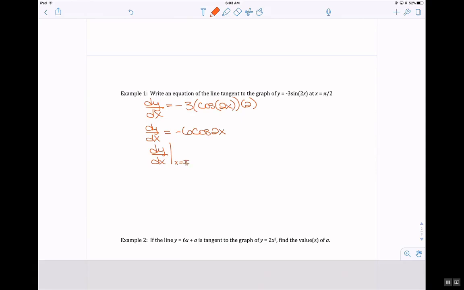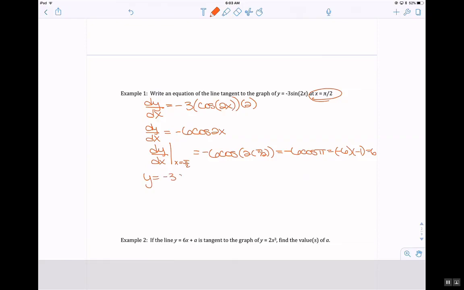at x equals pi over 2 is negative 6 cosine of 2 times pi over 2, which equals negative 6 cosine of pi, and the cosine of pi is negative 1, so this is negative 6 times negative 1, which is 6. And that's the slope of my tangent line. To write my equation of my tangent line, I need a corresponding y value to this x value.